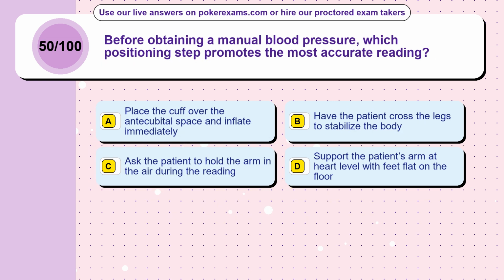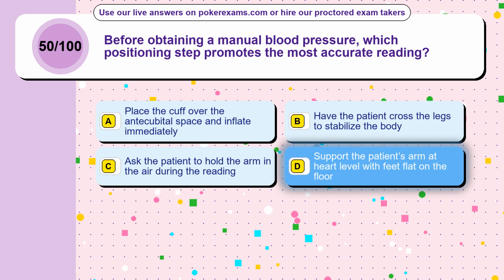Question 50. Before obtaining a manual blood pressure, which positioning step promotes the most accurate reading? Option A. Place the cuff over the antecubital space and inflate immediately. Option B. Have the patient cross the legs to stabilize the body. Option C. Ask the patient to hold the arm in the air during the reading. Option D. Support the patient's arm at heart level with feet flat on the floor.